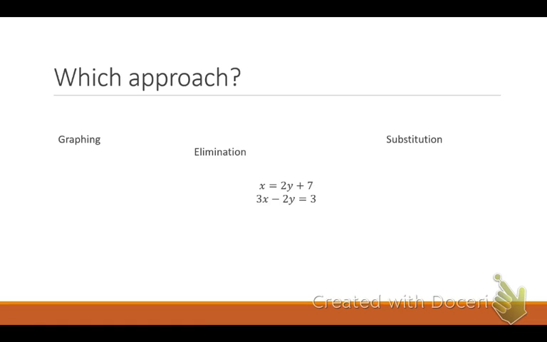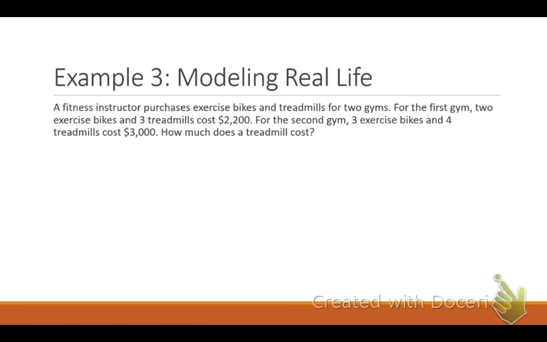Which approach would you use on this one? Be careful. Ugh, that would be the last one I would choose. Can you say the two y's cancel? No, you cannot. Why not? They're not on the same side of the equation. 2y's on the right side, negative 2y's on the left side. I would do substitution on this one. X equals 2y plus 7. Plug it in for x on the second one. Elimination does not work. Does everybody see that?